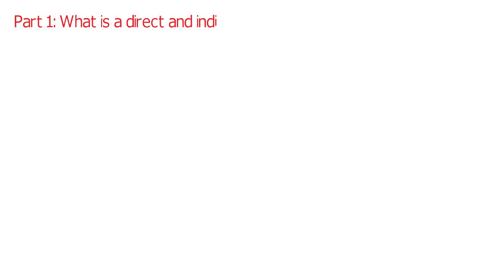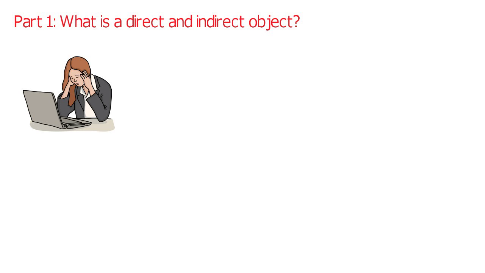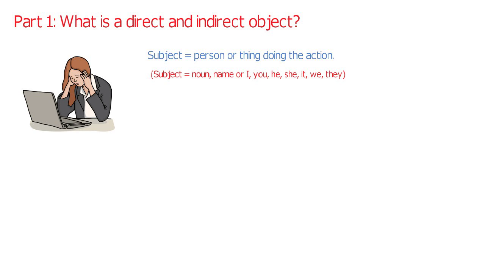Okay, in part 1, we will explore what is a direct and indirect object. Well, almost all sentences carry a subject. The subject is the person or thing doing an action. The subject is represented by either the noun or name of someone or thing, or the subject pronoun: I, you, he, she, it, we, and they. For example, take the sentence, Jenny is writing. Jenny, as I'm sure you understand, is the subject of the sentence. She is the person doing the action.